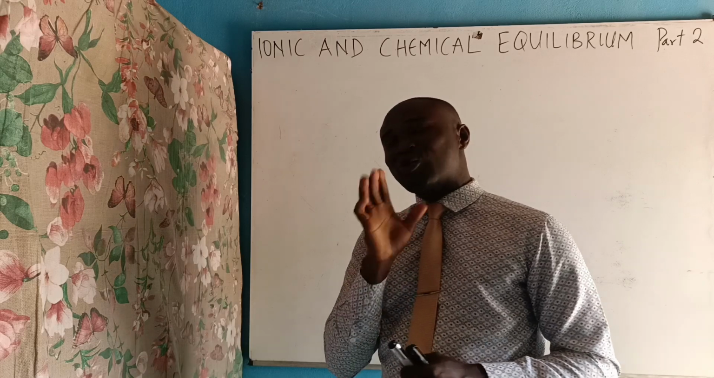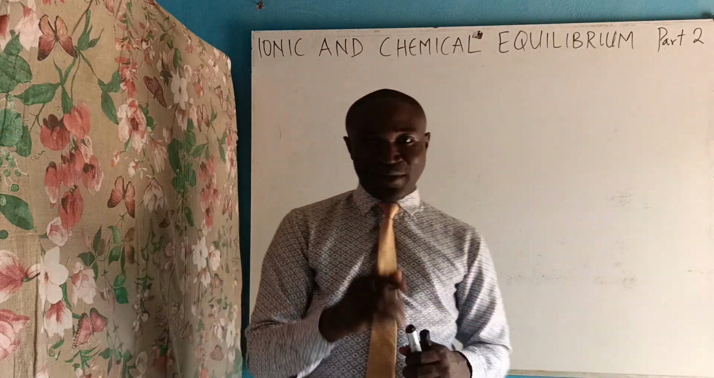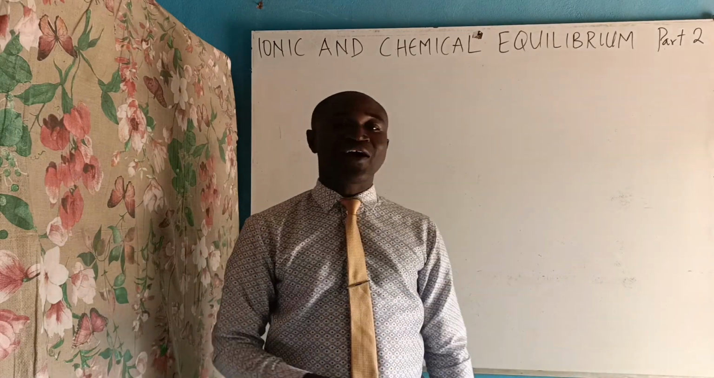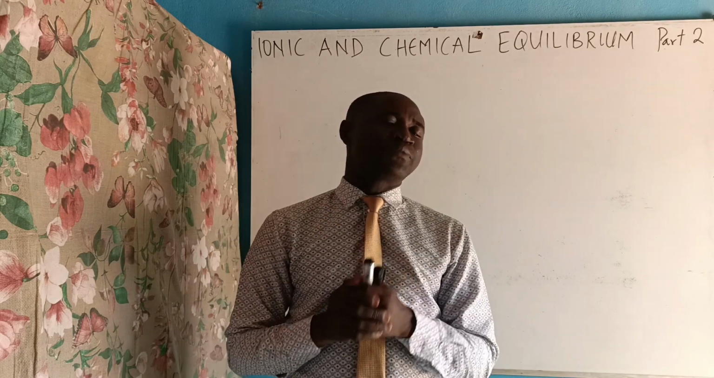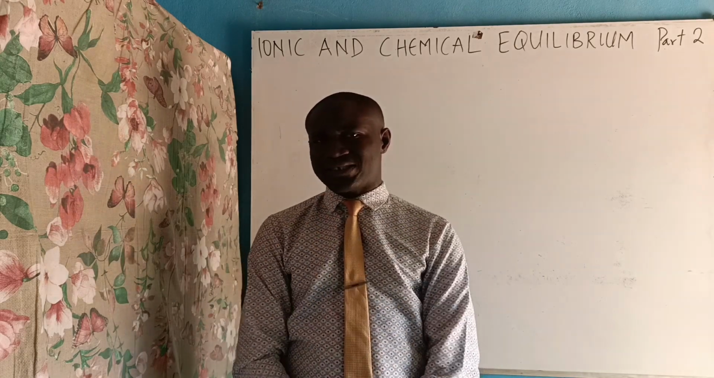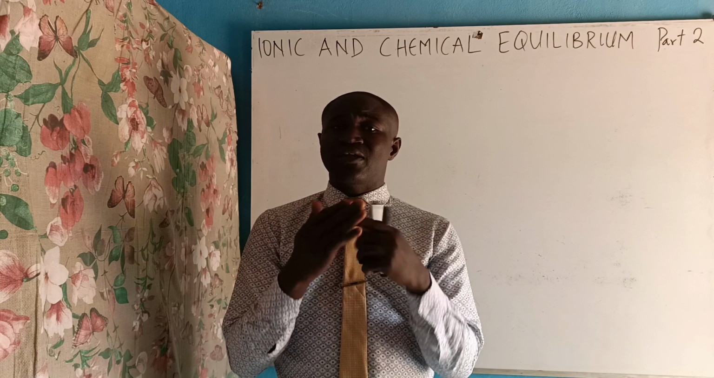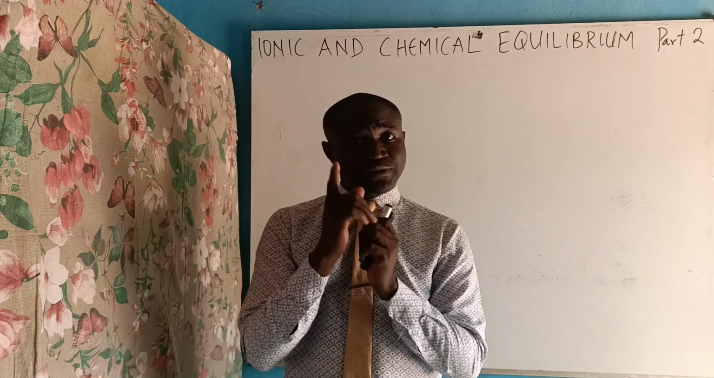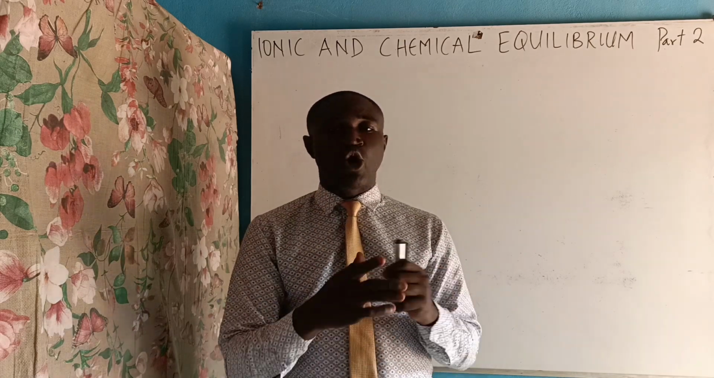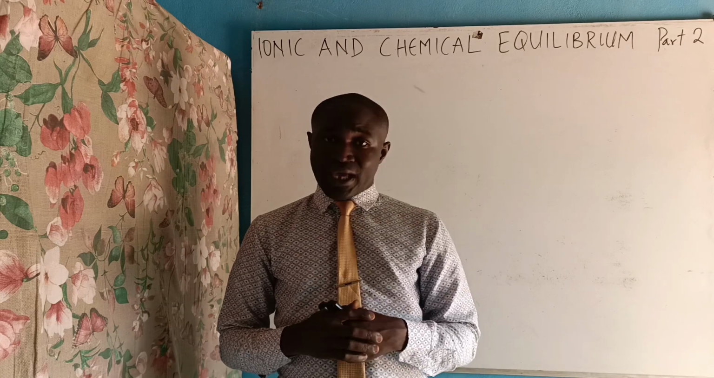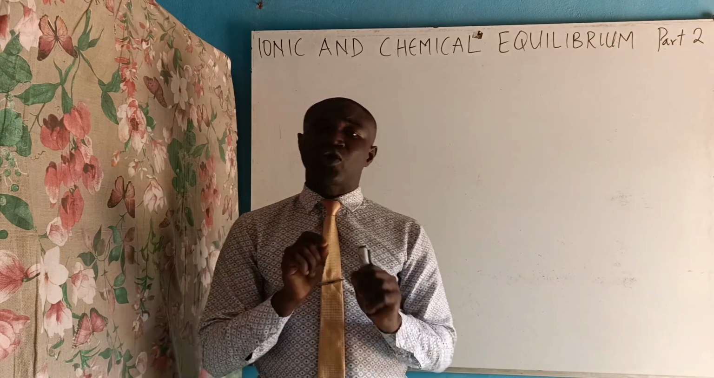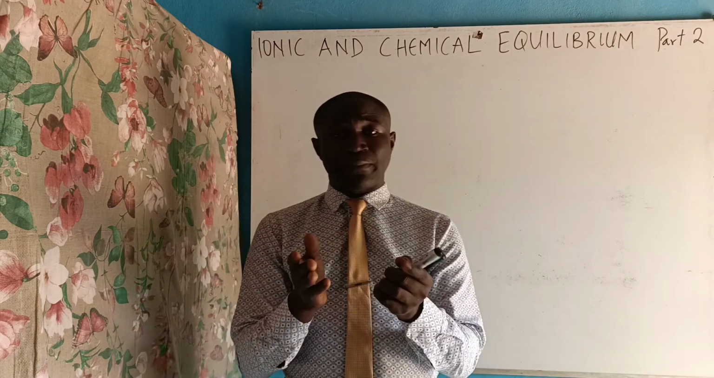Welcome again to part 2 of the topic Ionic and Chemical Equilibrium. If you check our channel, you will notice that we have posted part 1, where we discussed what happens to weak acids. We also saw the formulas we derived concerning it, especially how to calculate the pH of a weak acid. In today's video, we want to discuss weak bases. Let's see what happens to a weak base.